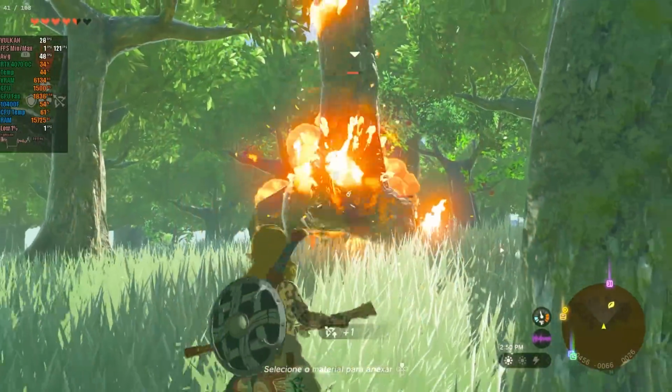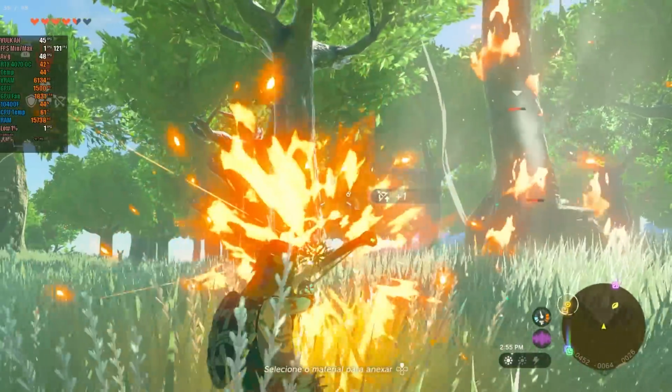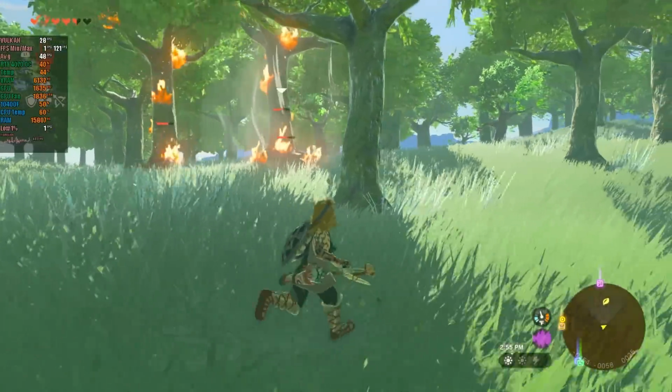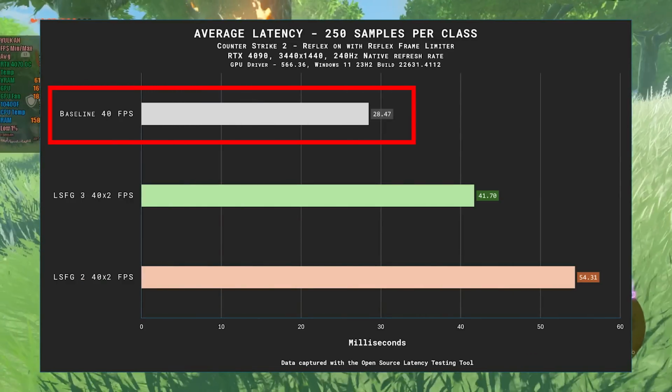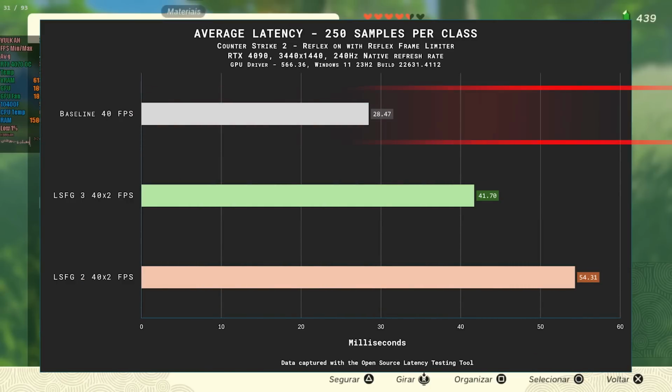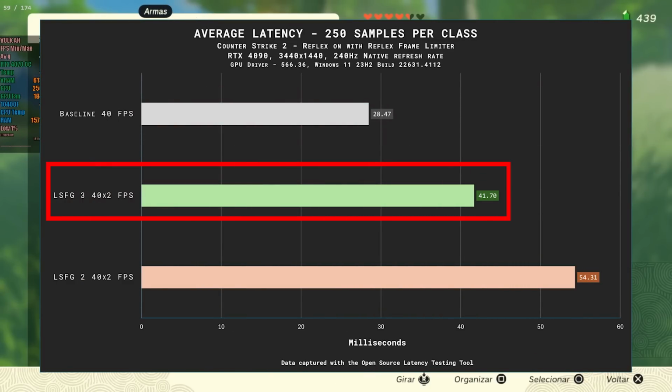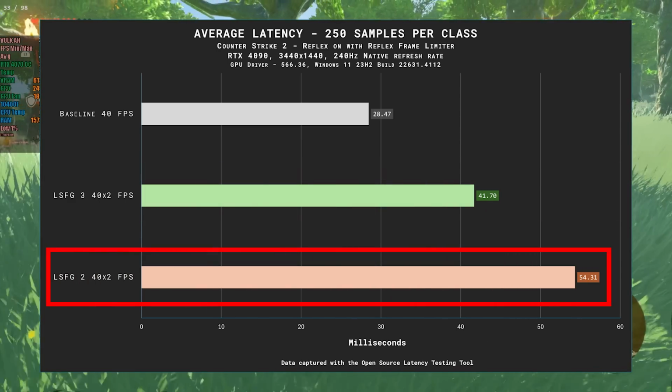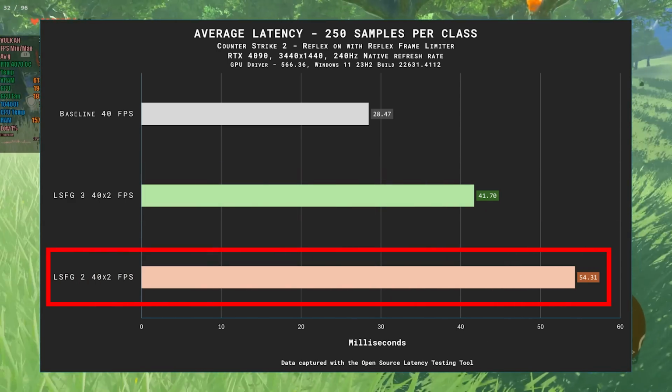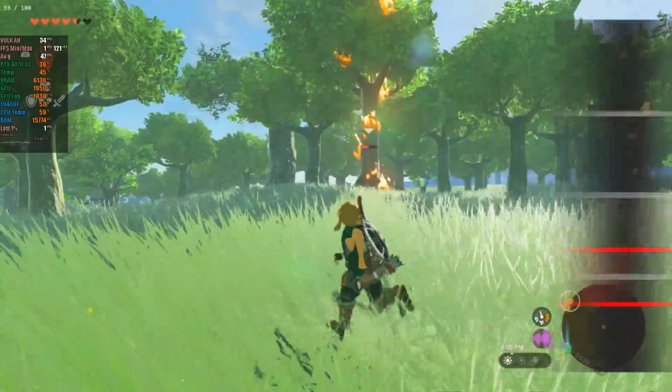According to the LS team, tests with an RTX 4090 at 4K resolution and 60 FPS show that normal latency is around 28 milliseconds per frame. Using LSFG3, generating a new frame for each native frame, latency increases to 41 milliseconds. LSFG2, by comparison, showed 54 milliseconds latency in the same scenario.